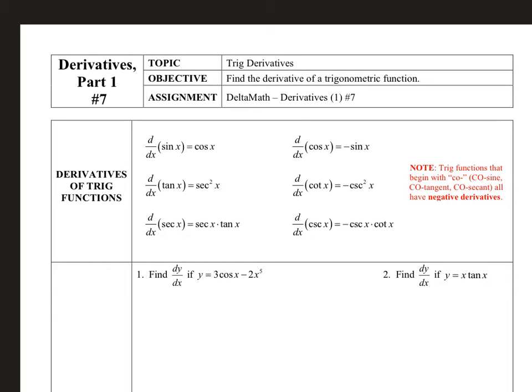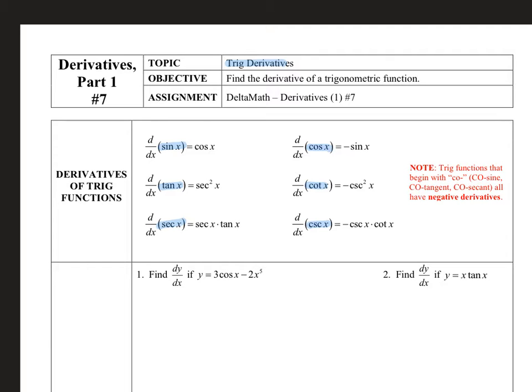Derivatives number 7 is about how to find derivatives of trig functions, and it is all 6 trig functions. We have sine, cosine, tangent, cotangent, secant, and cosecant. This video is just going to tell you exactly what they are and show you how to use them.